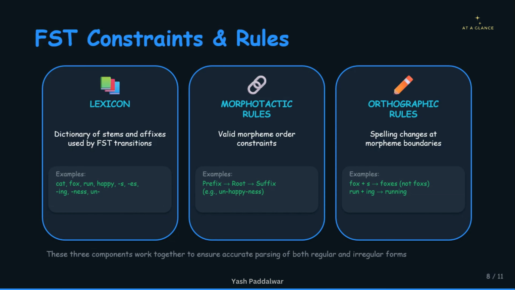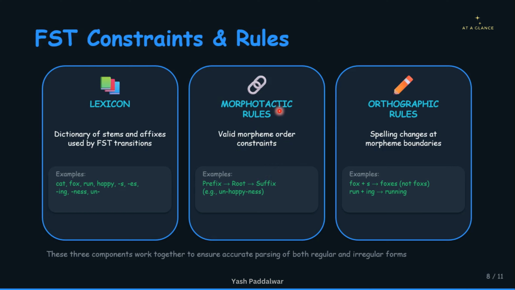Now, there are certain constraints and rules that are followed in FST. FST works using three main components. The very first is the lexicon. It is nothing but a dictionary of stems and affixes used by FST transitions. For example, cat, fox, run, happy, s, es, and so on. All the prefixes, suffixes, as well as the root form of the word are drawn from the lexicon component.